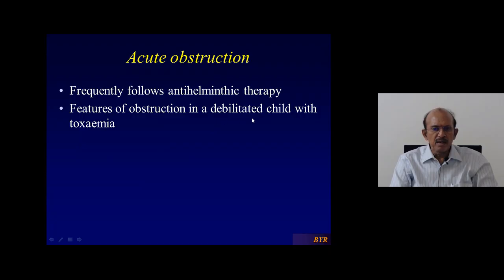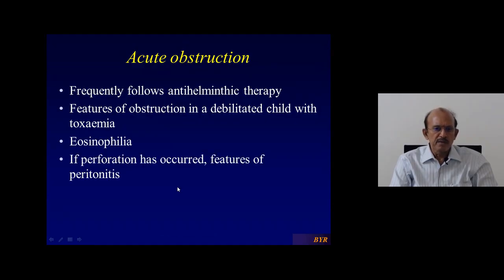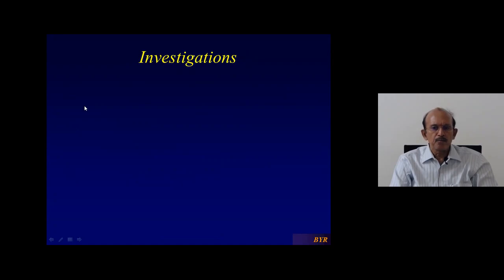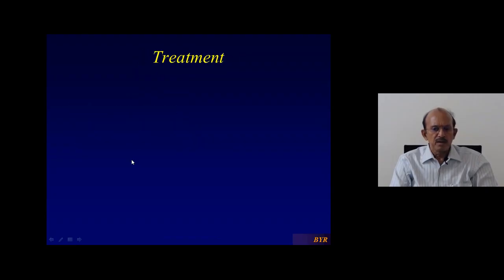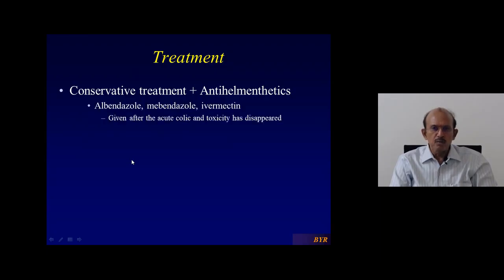The child is already debilitated because of parasitic infestation. So whenever you see a child in a debilitating condition with obstruction, think of ascarial obstruction. There will be eosinophilia. Sometimes it can cause perforation also, and there will be features of peritonitis. Investigations: plain X-ray abdomen shows evidence of obstruction and features of perforation if present. Treatment: conservative treatment plus antihelminthics will usually be sufficient to relieve.